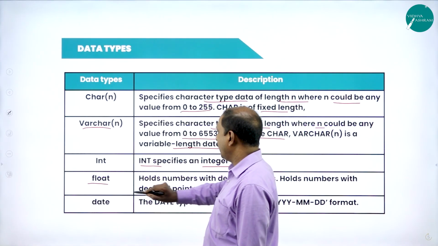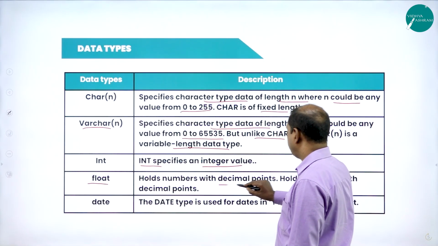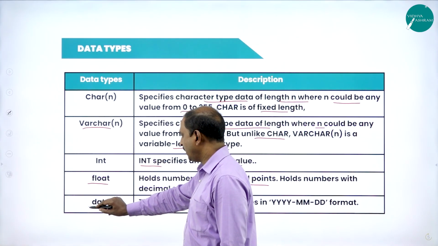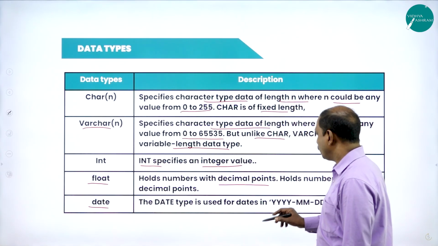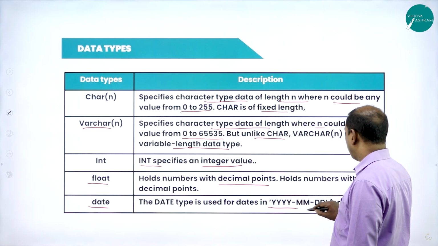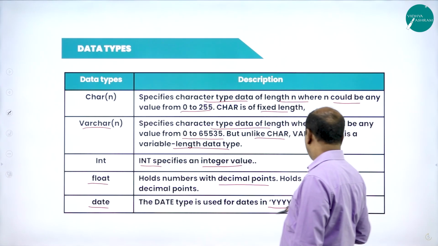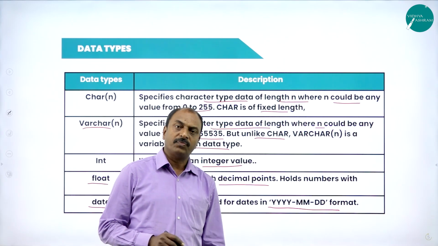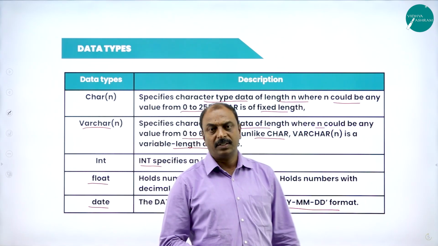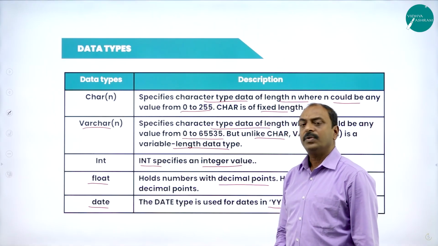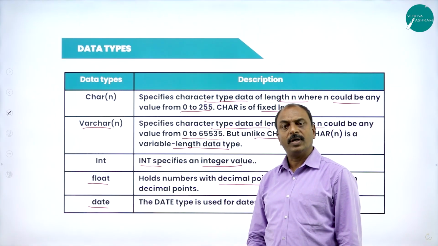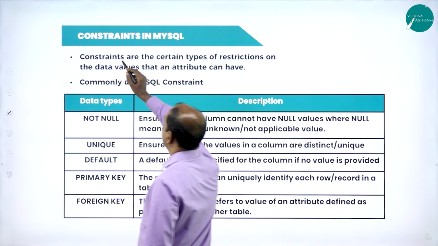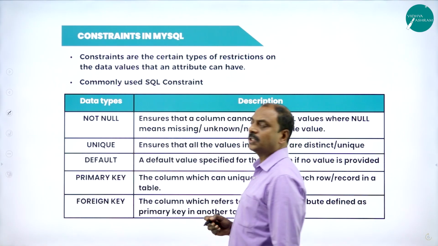Float holds numbers with decimal points, or decimal numbers. Date is a data type used for dates in the format YYYY-MM-DD. So this is a standard format for the date data type. These are all the different data types which can be used in the SQL language. In the next slide, we will see constraints in MySQL.